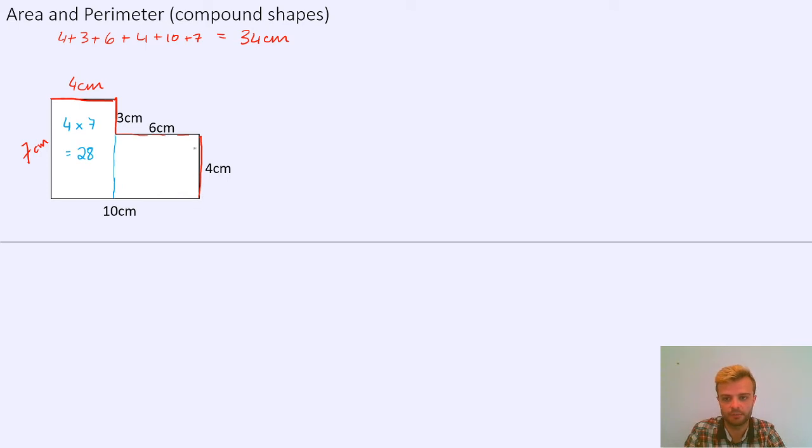And this right-hand rectangle, we just have to think a bit more carefully, because we need to know the width of the smaller rectangle. And it looks initially like it would be 10 centimeters, but that's the width of our entire shape. The width of this part of the rectangle is only 6. So the area is going to be 6 times 4, which is 24 centimeters. So altogether, the area is 28 centimeters plus 24 centimeters, which is 52 centimeters squared, because it's area. It's got to be centimeters squared.